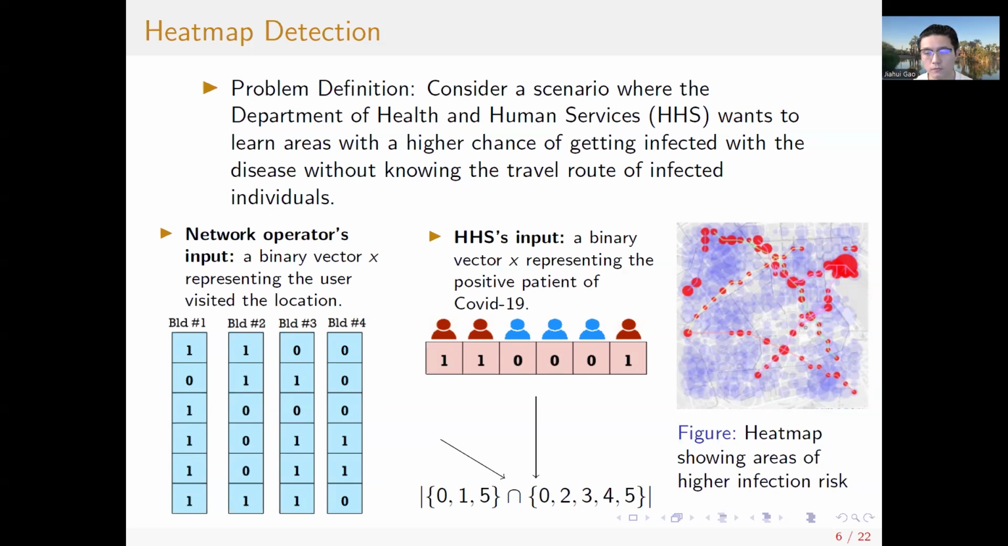So the dot product of the red vector with any blue vector gives you the number of positive visitors to that location. By aggregating all the results for each blue vector, you can construct a heat map that looks like this. So instead of doing that by aggregating the personal travel routes of infected people, you can do it in a privacy-preserving way, as I just introduced.